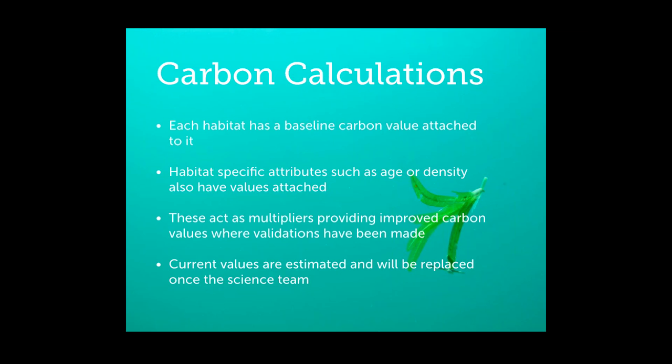So at the moment what we're using is estimates, and the idea is that over time, as we get more and more data and more information, we'll be able to improve on the data. And so those carbon assessments will become much more accurate. Obviously the whole area hasn't been ground truthed, so there are large swathes of habitat that will just have a baseline in there. But as they're validated, we'll get better understanding of age and density, and as the science work continues in the background, there'll be a better understanding of how these factors influence the carbon storage of these particular habitats, and we can adjust the values accordingly within the application, so that when the calculation is run, it's more accurate.